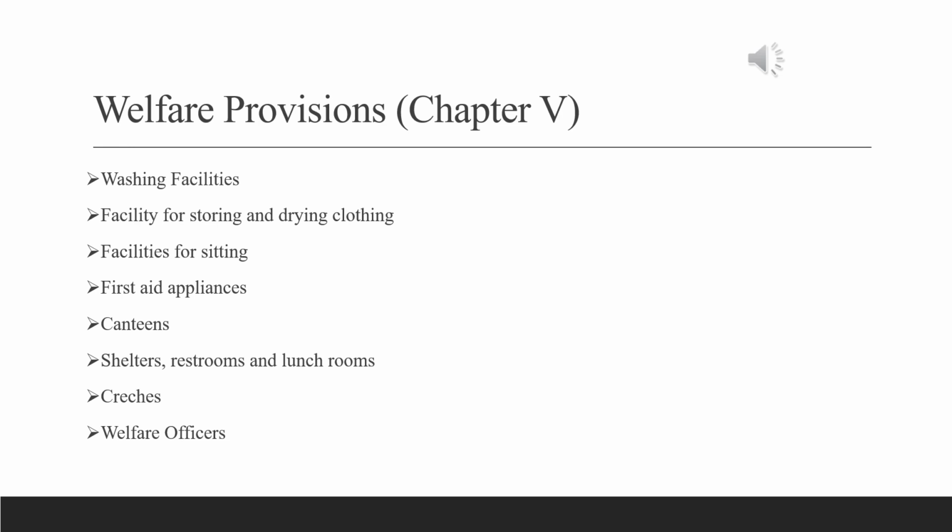For example, washing facilities. There should be separate and adequate facilities provided for both male and female workers, and the facilities should be clean and conveniently accessible. The factory should also provide a suitable place for keeping the clothes not worn during the working hours and for the drying of wet clothes. Workers who are obliged to work in a standing position should be given proper sitting arrangements during their rest hours. And there should also be first aid boxes containing all the necessary contents, maintained and provided during all the working hours.